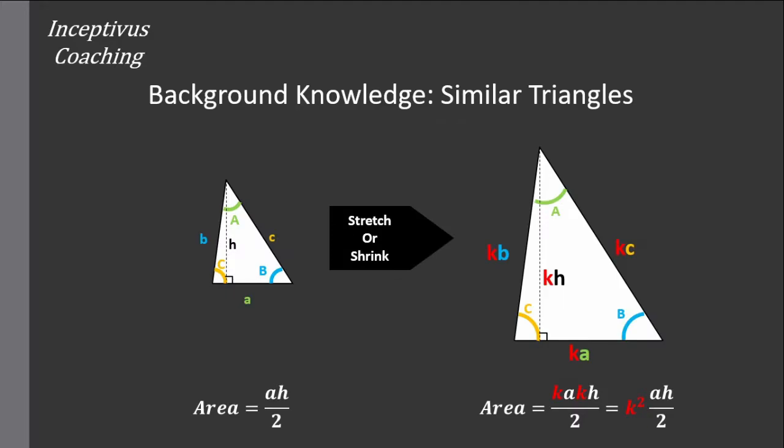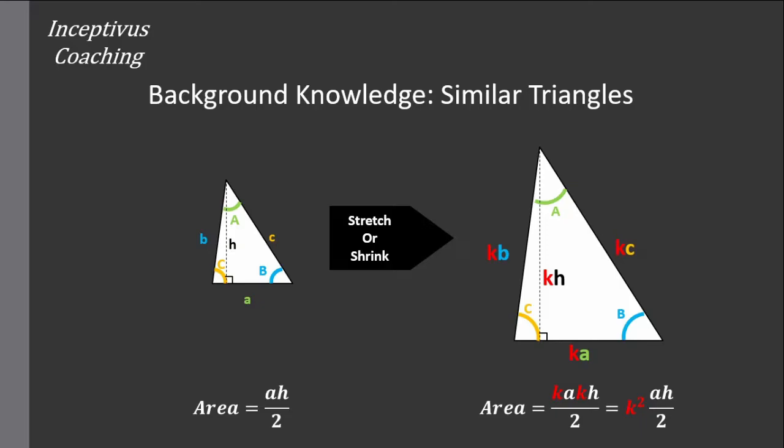Now, this problem requires a very solid understanding of similar triangles and their implications. Suppose I have any triangle on the left. It has angles A, B, and C, along with corresponding sides, lowercase a, b, and c. It also has a height h. So, suppose I take this triangle and stretch or shrink it proportionally, which means that I keep all three angles A, B, C intact. In this case, I stretch it.